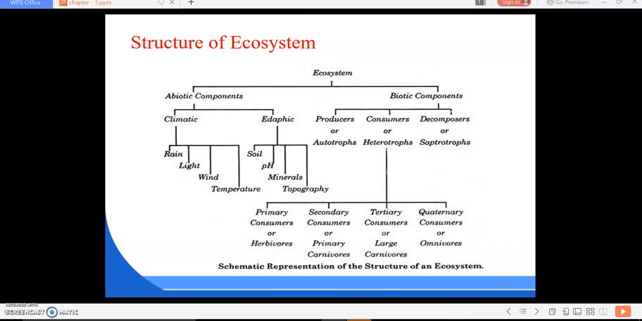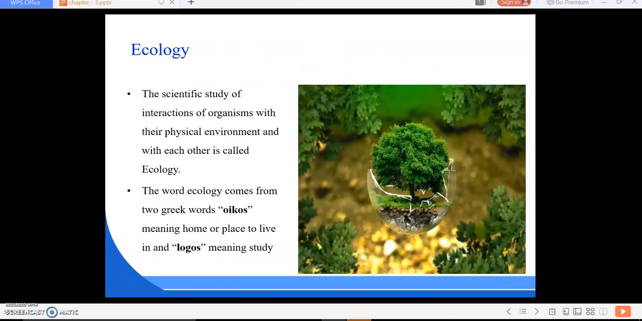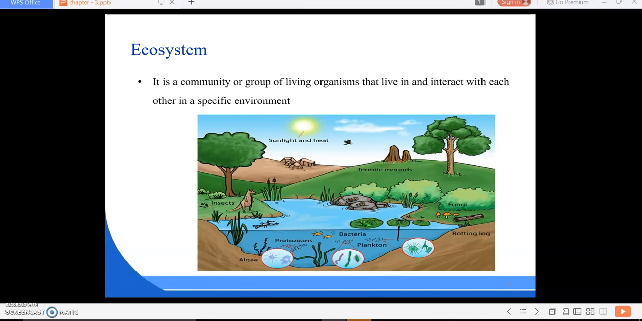In the previous lecture, we studied about the ecosystem. What is an ecosystem? Basically, it is a community of living organisms, a group of living organisms that live in and interact with each other in a specific environment.